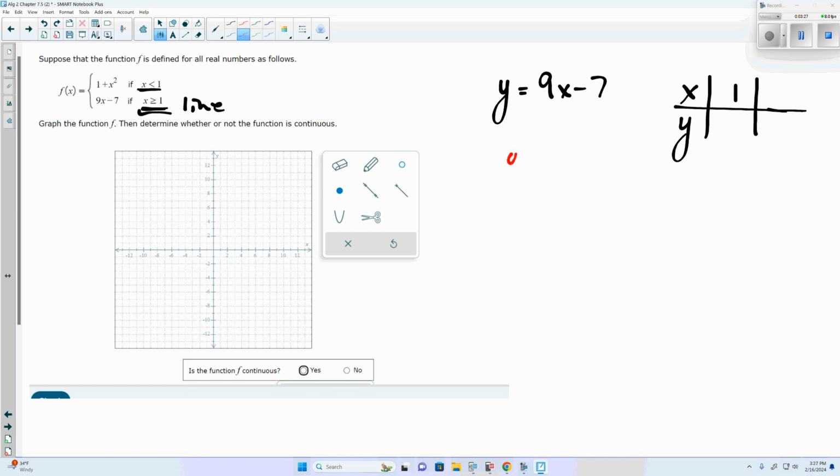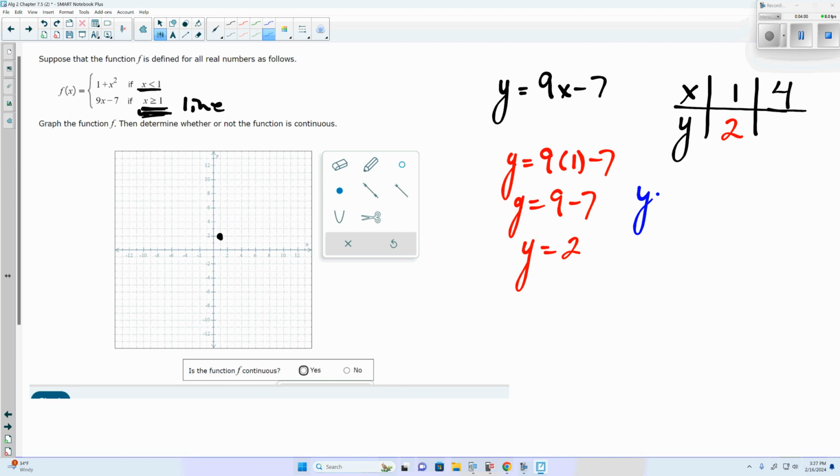Y is equal to 9 times 1 minus 7. Well, 9 times 1 is 9, and 9 minus 7 is 2. So we get the point (1, 2). I'm going to plot that on the graph. Since it is equal to 1, we would have a solid dot there. Now we need another point. It doesn't matter what it is, as long as the other x value is greater than 1. I'm going to say 4.